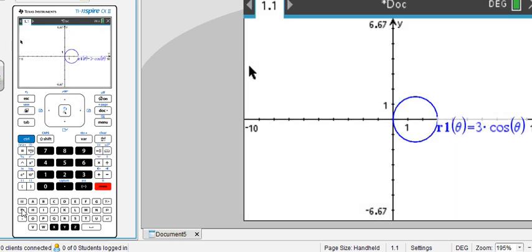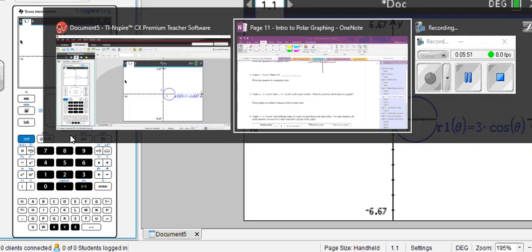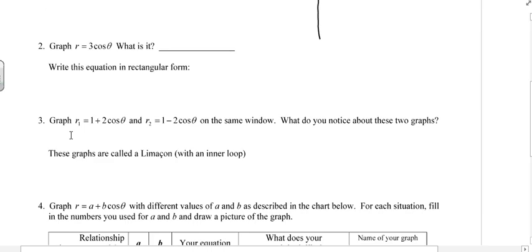And notice that when I change my function to cosine theta, the circle is now symmetric about the x-axis. And notice that that coefficient of 3 has changed the diameter of our circle to a 3. All right, so let me go sketch a picture in our notes of what this looks like.